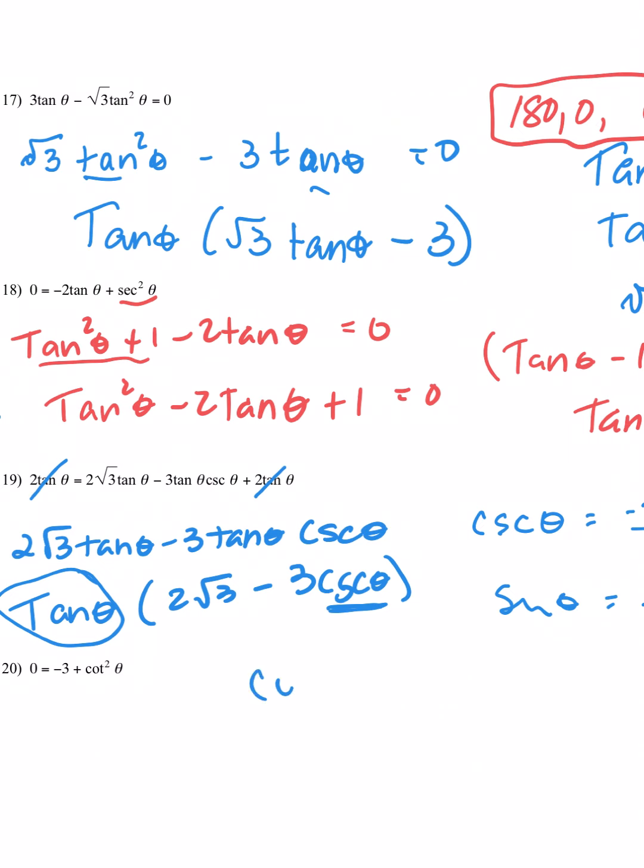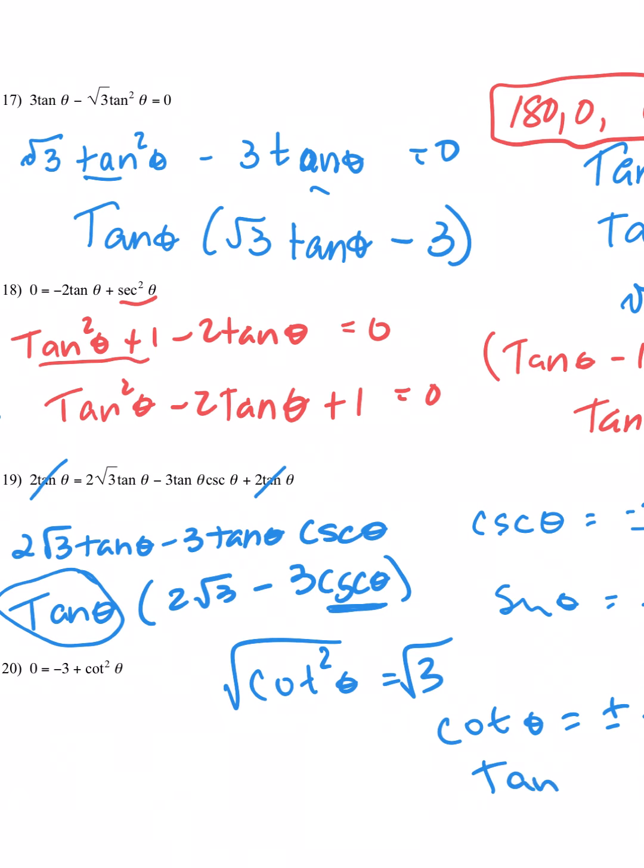So here the cotangent squared of theta equals 3, and you square root both sides. So the cotangent of theta equals plus or minus root 3, which means the tangent of theta is plus or minus root 3 over 3. That's the reciprocal of root 3, which gives you 4 answers: 30, 150, 210, and 330, because you have to consider the plus or minus.